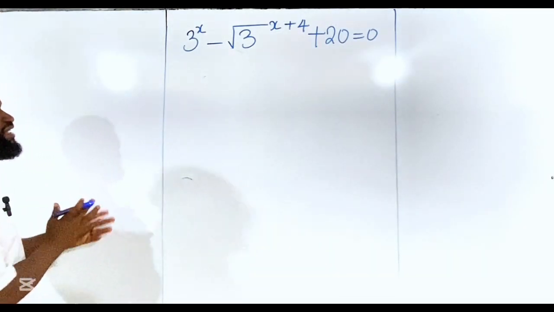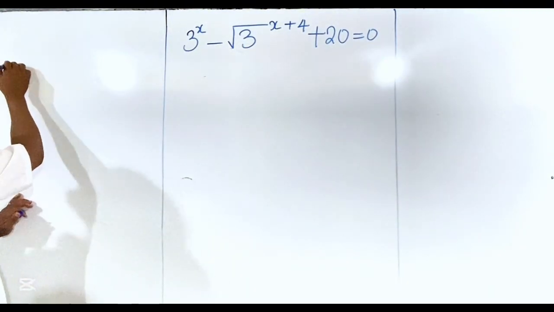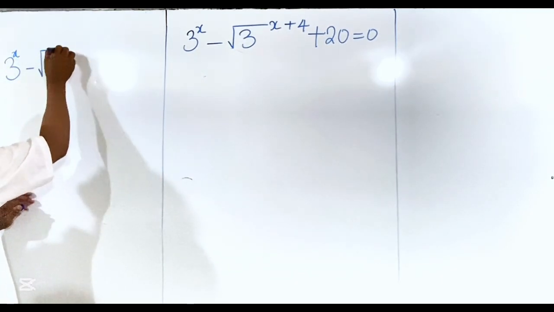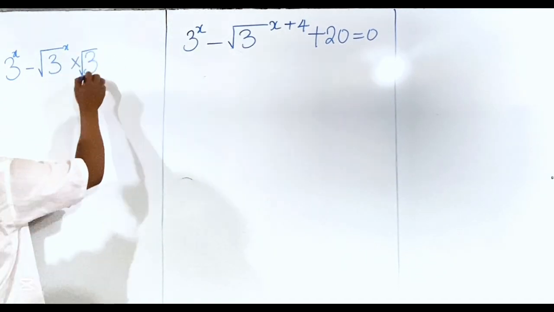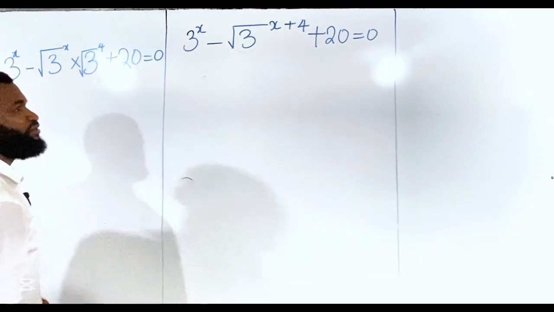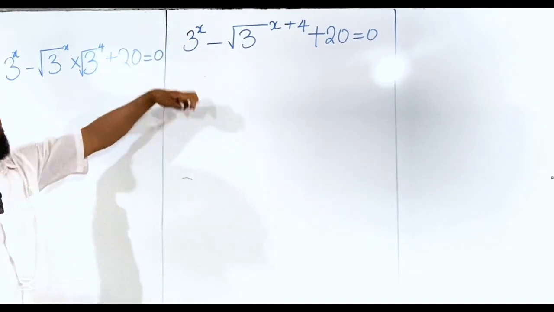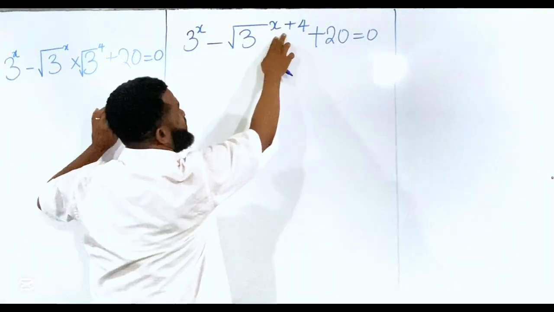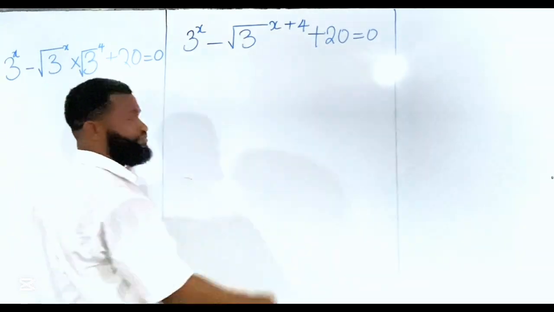I'm going to start by breaking this down first. So I'm going to have 3 raised to power x minus 3 raised to power x times root 3 raised to power 4, plus 20, equal to 0. So this is my first step, breaking it down, bringing it to where it started from. Now, why I did this is because the power of x plus 4 with the base of root 3 can be distributed amongst the both of them.